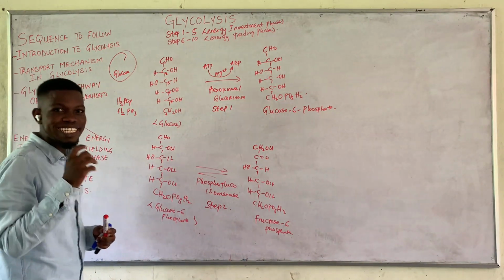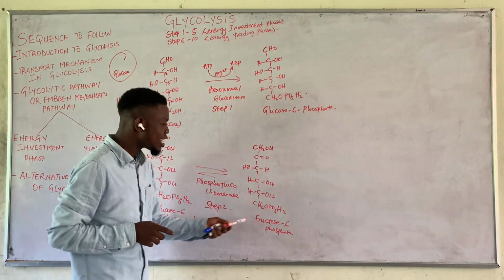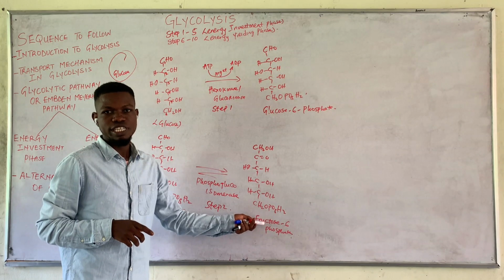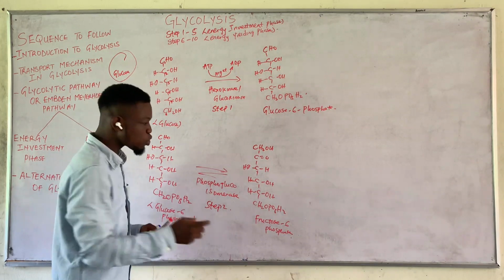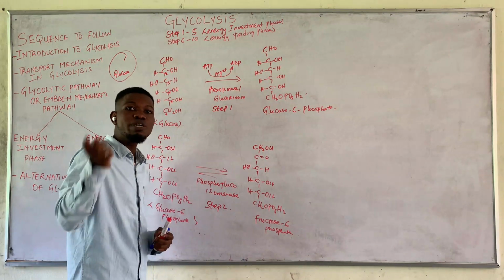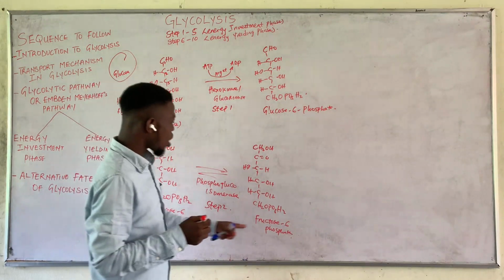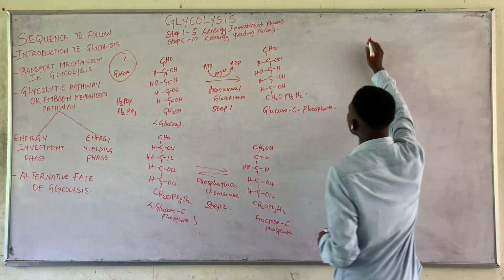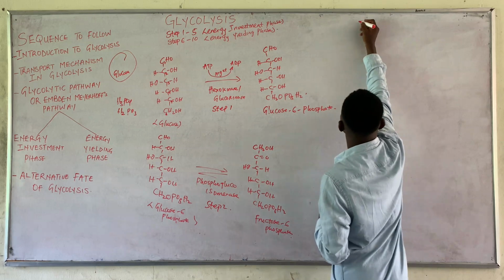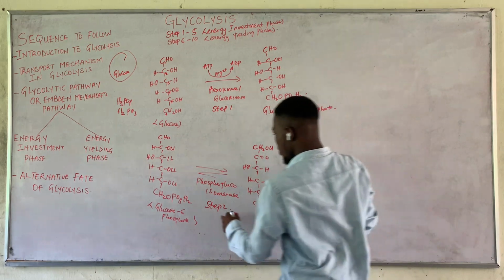Let's move to step 3 of glycolysis. Don't forget that the product of one step is the substrate of another step. So what is the product here? Fructose 6-phosphate. So it will be the substrate of step 3. Now let us draw the fructose 6-phosphate. So this is the fructose 6-phosphate. So this is step 2.